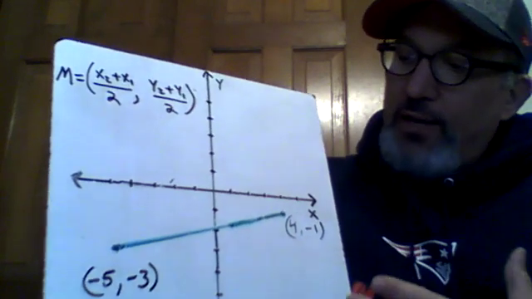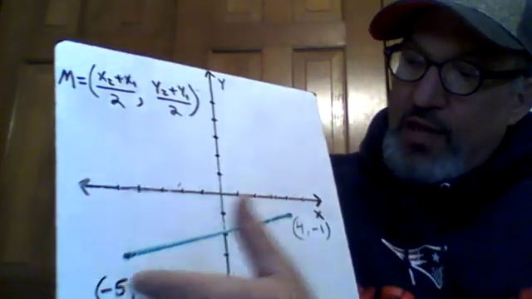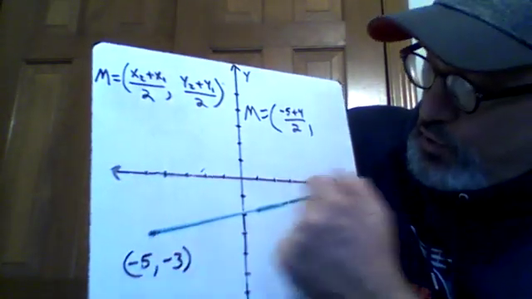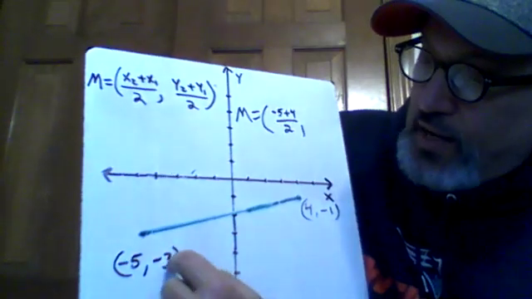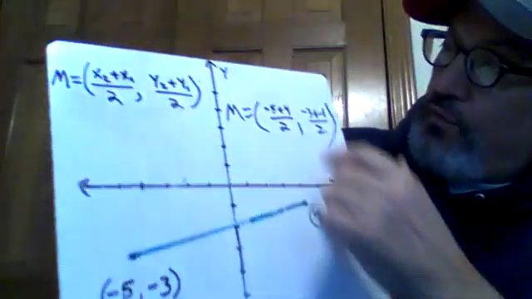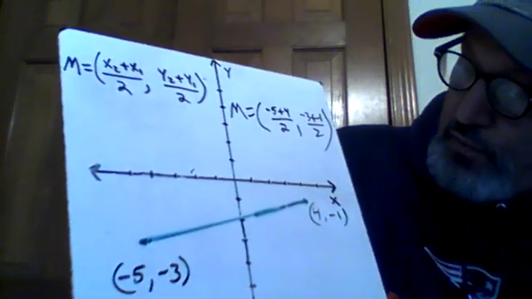So left to right, the x coordinate will be the average of -5 and 4. So let's just set up our midpoint like this: -5 plus 4 divided by 2. The average, left to right, our midpoint has to be halfway between -5 and 4. And up and down, it has to be halfway between -3 and -1. So we'll find those two averages, the average of the two x's and the average of the two y's. -5 plus 4 over 2 is -1 over 2, -1/2.